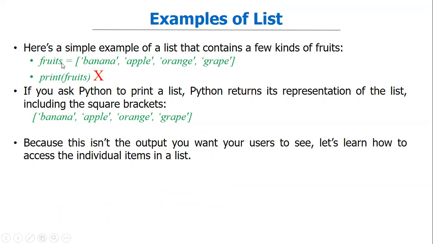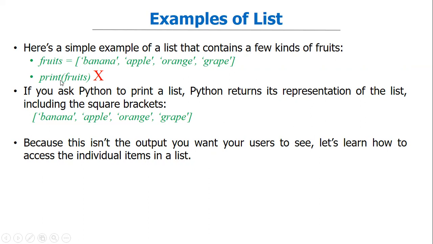Now, examples of list. We have fruits over here, and all the information that you see is assigned to fruits. This is a presentation of a list. You realize that fruits contains 1, 2, 3, 4. There are 4 items over here, all stored in this fruits that you see. This is how a list is presented. Here's a simple example of a list that contains a few kinds of fruits. I have these 4 items and I've named it fruits.